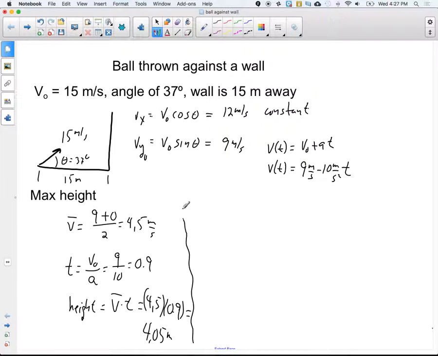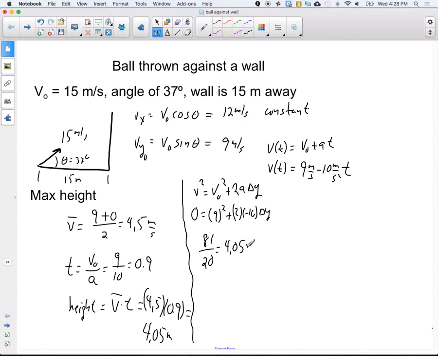We can also say, I'm going to use v squared is v0 squared plus 2a delta y, or delta d. The velocity at the top is 0. The initial velocity is 9, squared, plus 2 times minus 10 times delta y. So 81 divided by 20 is 4.05 meters.